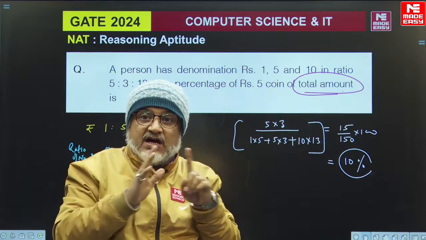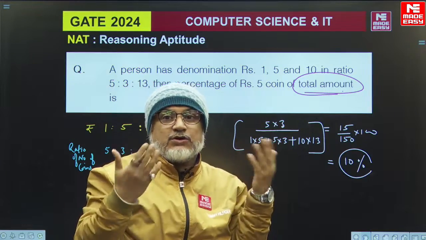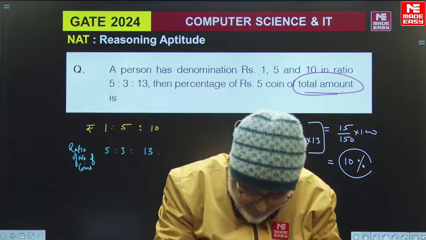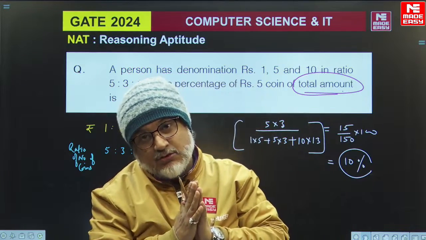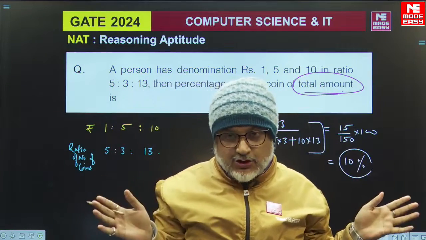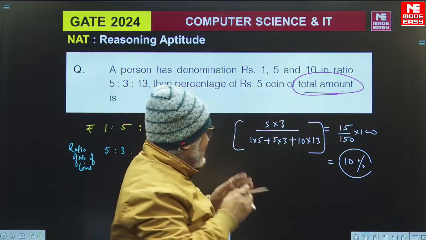rupees 5 coin का numbers के बारे में नहीं बोल रहा है, rupees 5 coin का total में क्या contribution है. If the data will change, number of coins का ratio होगा, then it's going to be completely different. Please make sure. क्या पूछा है हमें खुद ही नहीं पता है, डेटा में क्या पूछ रहा है.